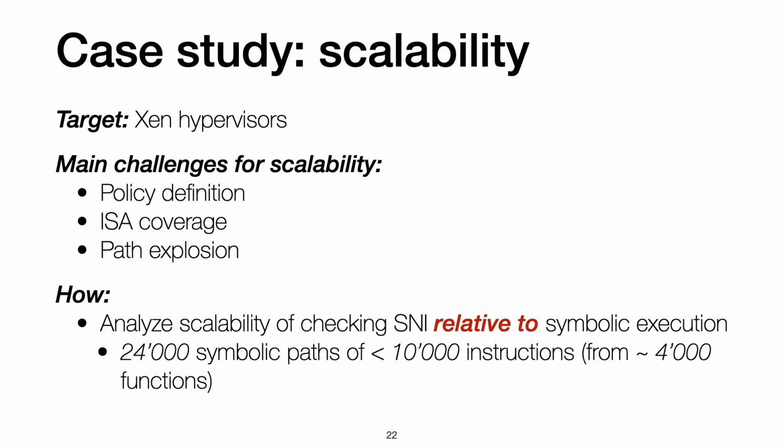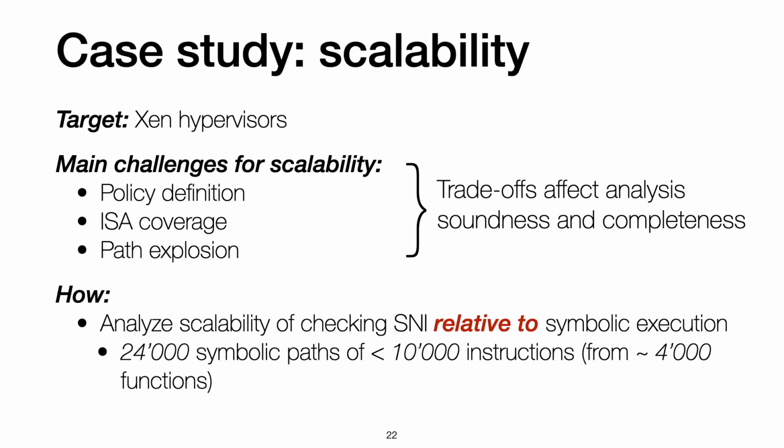As a second case study, we analyzed Spectector scalability. As a target, we used the codebase of the Xen hypervisor. We found several challenges in scaling Spectector to such a large codebase. Among them, the main challenges were first, obtaining realistic security policies, next, supporting a large fragment of the ISA, and finally, the path explosion problem due to inherent limitations of symbolic execution. To anyway run Spectector on the full Xen codebase, we made several trade-offs that affected our soundness and completeness. We have an in-depth discussion of these limitations in the paper.